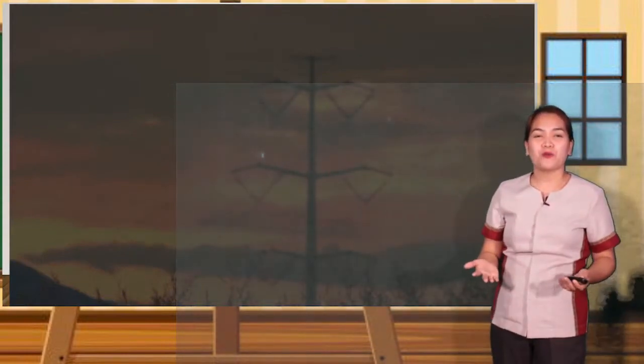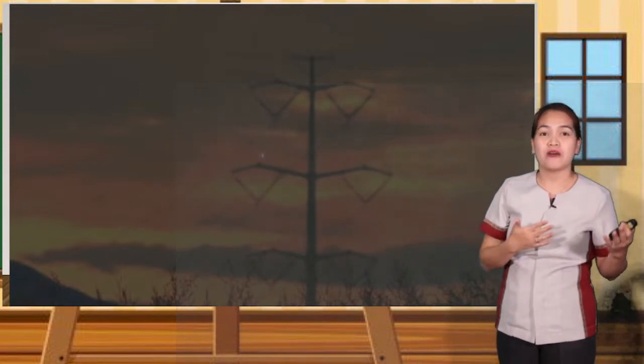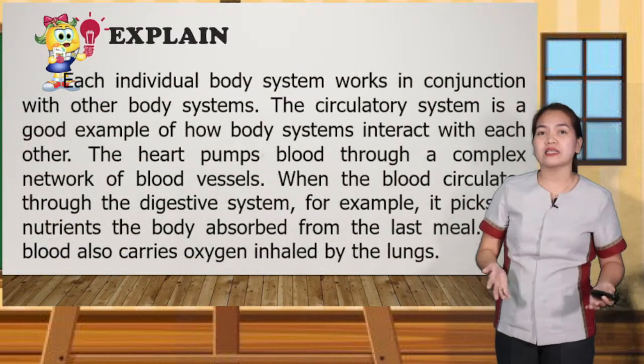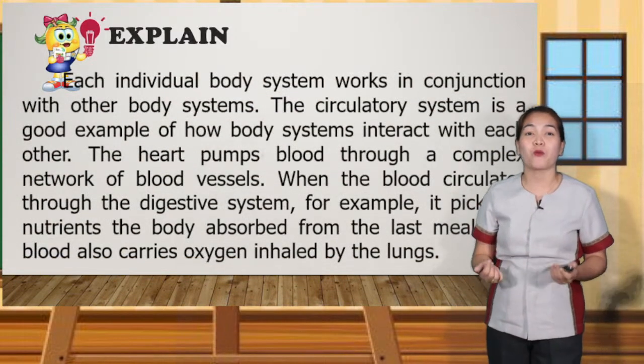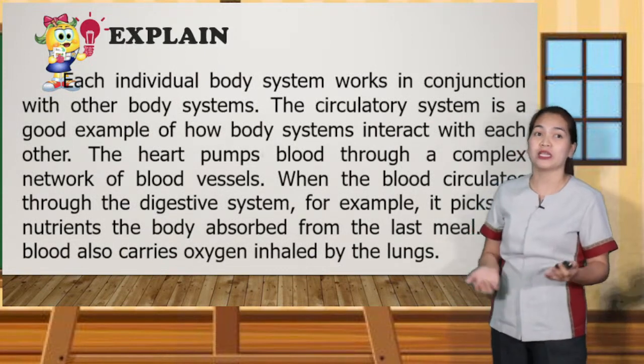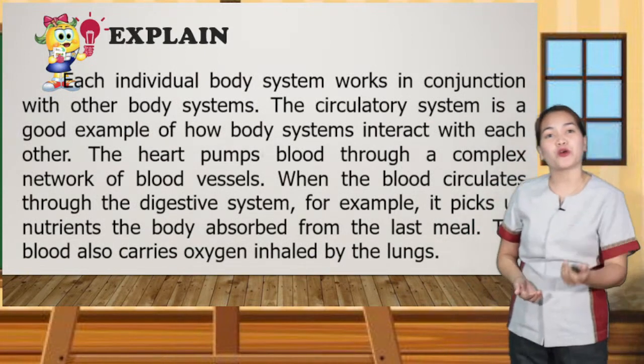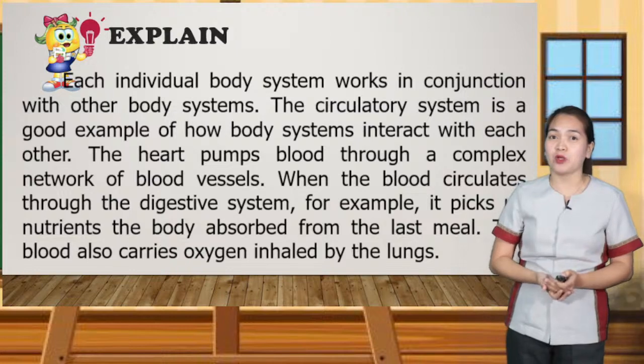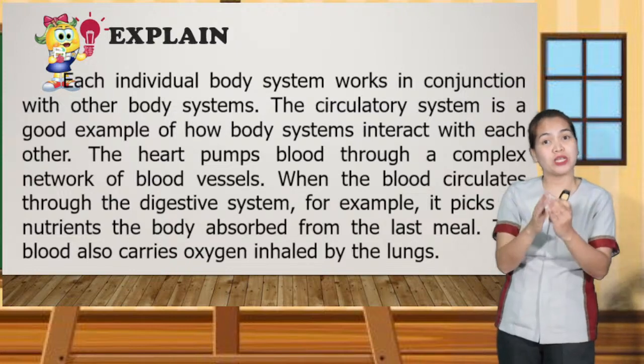What do you know about the video clip now that you have watched? What does it tell us? It tells us that each individual body system works in conjunction with other body systems. And the circulatory system is a good example of how body systems interact with each other.